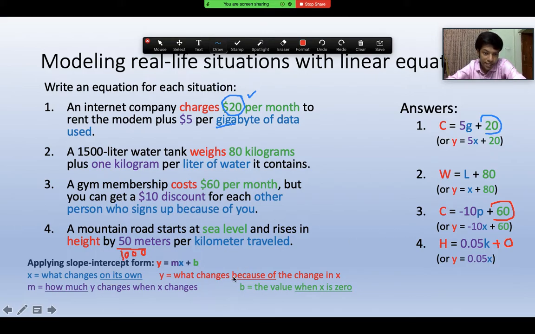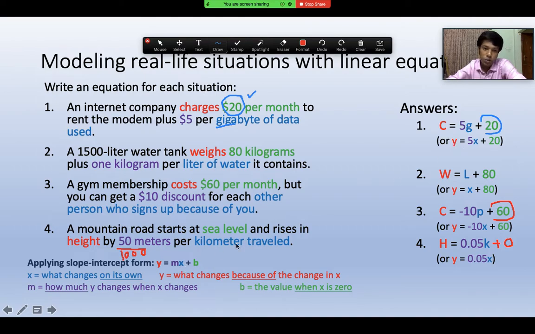And more detail is here. You can see what is going on. If you want to know more about this, x is the independent variable which changes. Suppose here gigabyte is the independent variable. Gigabyte does not depend on anything, but total cost depends on gigabyte. How many gigabytes you use, the total cost depends on that. That's why C is the dependent variable.